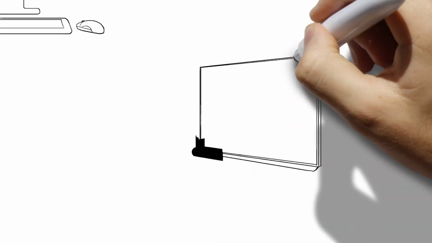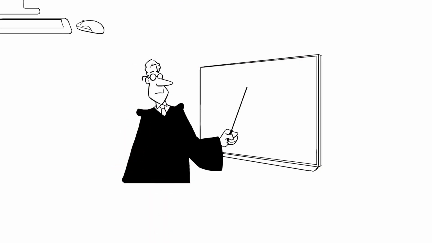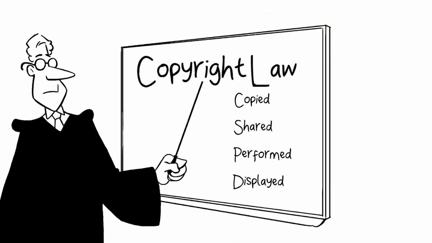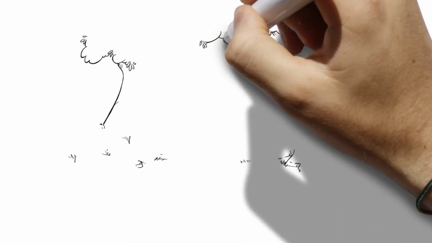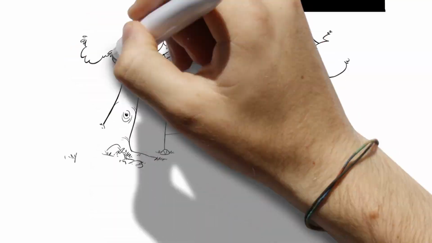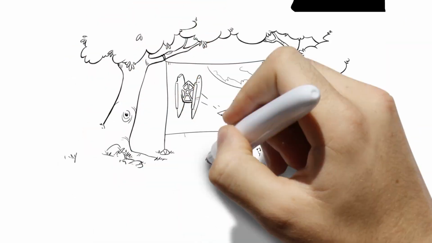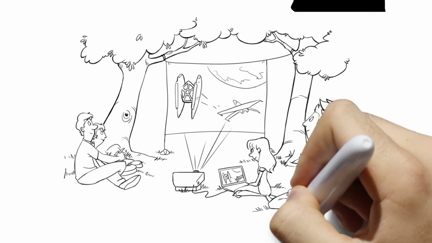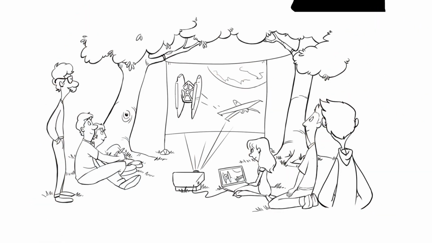Another thing you need to know. Copyright law protects the creator's right to decide how their work will be copied, shared, performed, and displayed. For example, showing a copyrighted movie in a park to hundreds of your BFFs is breaking copyright law even if you are using a legal original version of the movie. The problem is that you are displaying the movie in a way the creator did not approve, essentially using your home video copy for a makeshift movie theater.